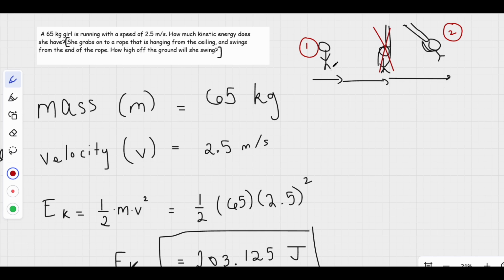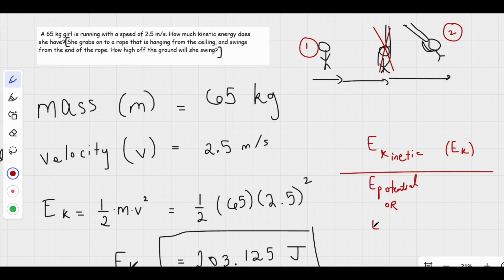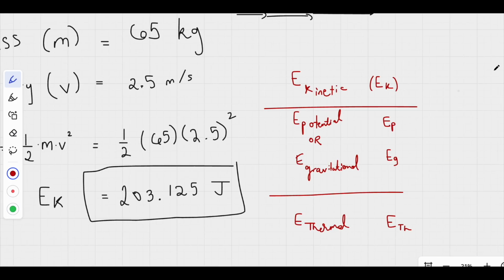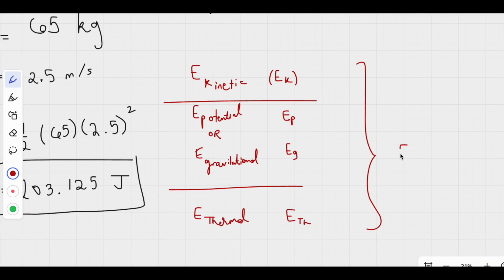So usually when we talk about different types of energies for a conservation of energy, you can have kinetic energy. This is usually EK. You can have potential energy, or this is called gravitational potential energy, or just gravitational energy. You might see it as EP or EG, it's the same. And you might also see thermal energy, which is caused when you have friction, in which case we don't, but you might see an ETH. And all of these energies combined make up something called mechanical energy, or EM.